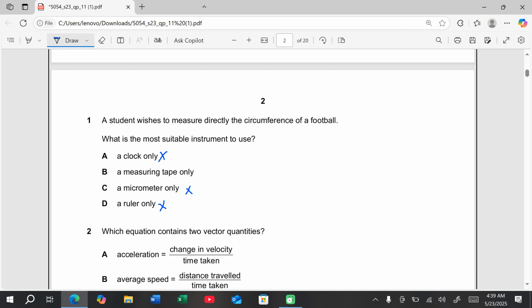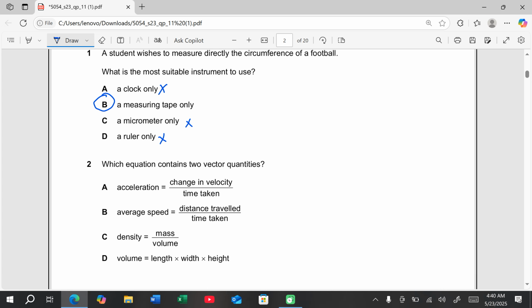So the only thing which is going to be used is a measuring tape, because you can bend it around the circumference of the football. So whenever the ball is a little bigger than that of a golf ball, you can use the measuring tape to measure the circumference of that.